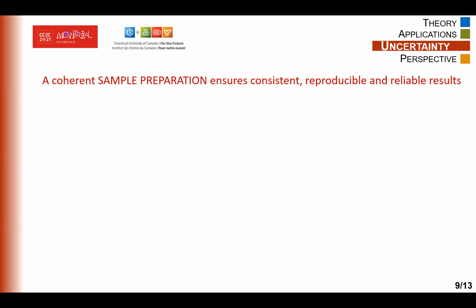Several factors contribute to uncertainty in HPLC, but one of the most important ones is sample preparation. People underestimate the importance of preparing the samples correctly, but this is what ensures consistent and reproducible results. Sample preparation includes dilution and derivatization, for example.